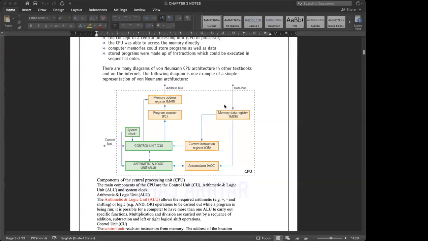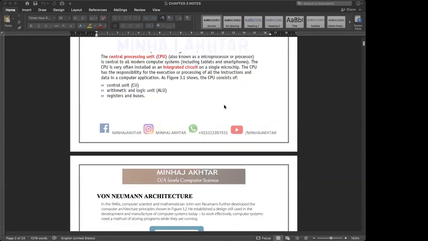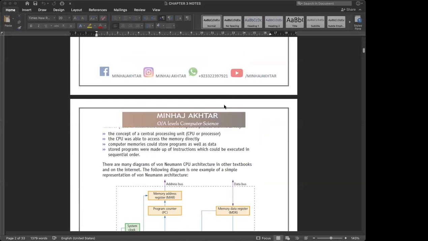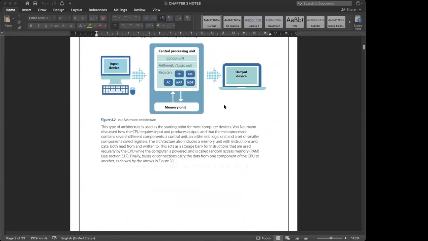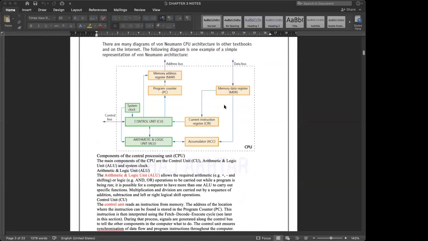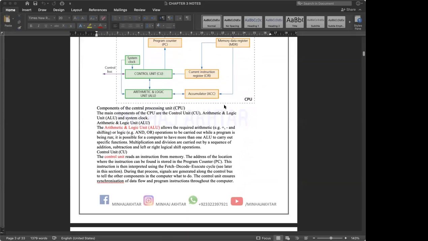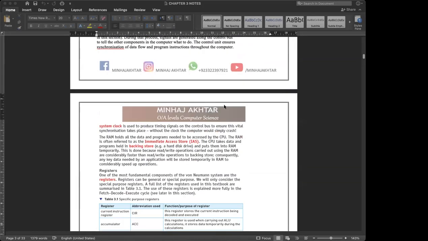Welcome to IGCSE Computer Science, and today we are going to continue our chapter number 3. In chapter number 3, we are discussing the von Neumann architecture, and we are learning the central processing components. In the last lesson, we discussed the ALU and the control unit. Today, we are going to continue with the system clock.